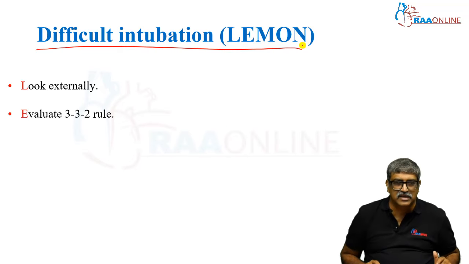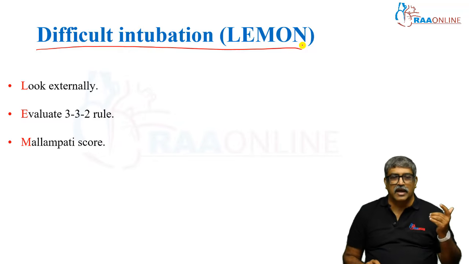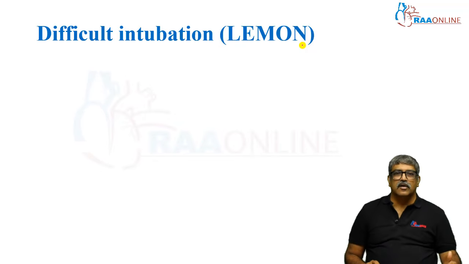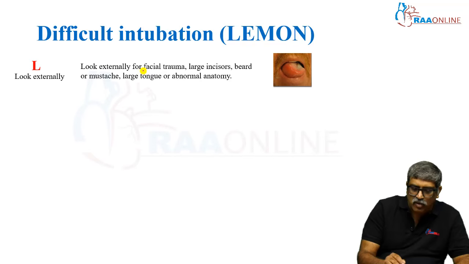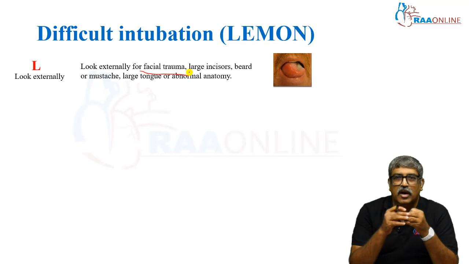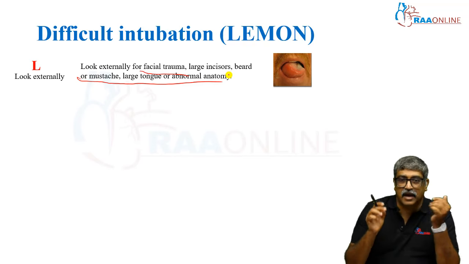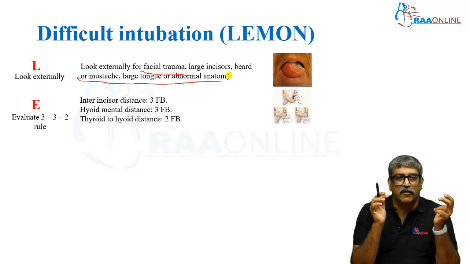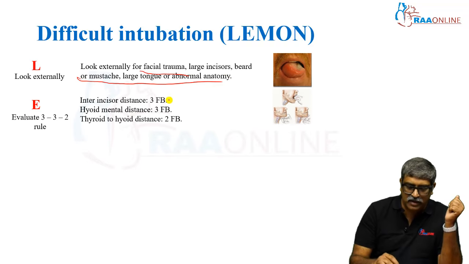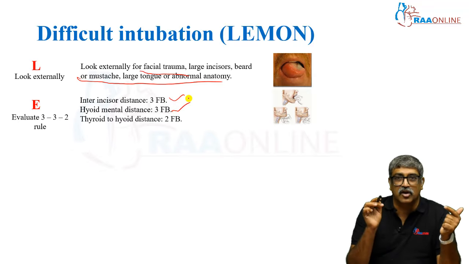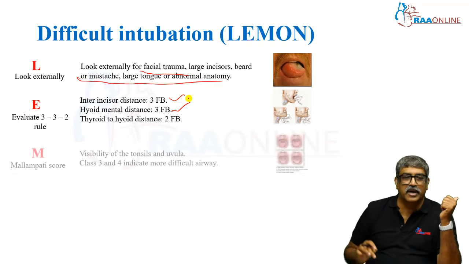L is for look externally, E for evaluate the 3-3-2 rule, M for Mallampati, O for obstruction in the airway, and N for neck mobility. Coming to look externally, you look for facial trauma, large incisors, beard or mustache, large tongue, and abnormal anatomy. Evaluate the 3-3-2 rule: inter-incisor 3-finger breadth, hyoid-mental distance 3-finger breadth, and thyroid-mouth distance 2-finger breadth.